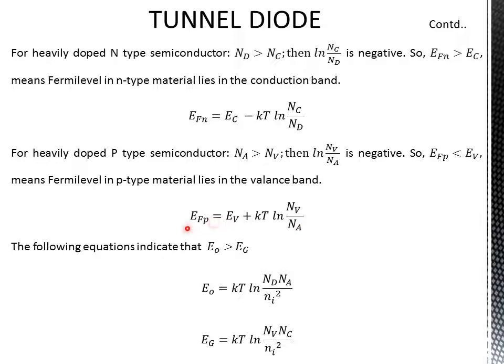Then, as in the previous analysis, EFP is less than EV. Which means that the Fermi level in the heavily doped P-type semiconductor material lies in the valence band. If you observe these two equations for E0 and EG, the product of ND and NA is greater than the product of NV and NC. Which indicates that E0 is greater than EG. That is, the barrier energy is greater than the energy gap between the valence and conduction bands.